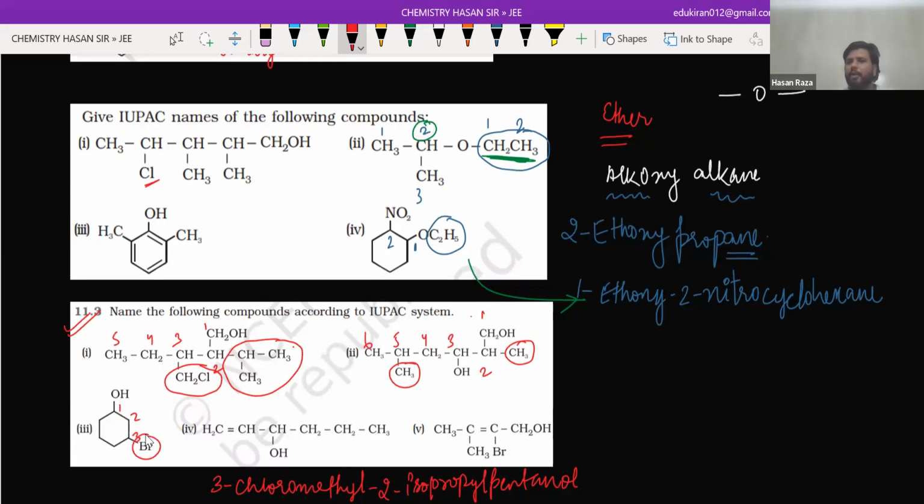1, 2, 3. 3-bromocyclohexan-1-ol, or cyclohexanol, 3-bromocyclohexanol. Now see 1, 2, 3, 4. If you do numbering from here, 1, 2, 3, so we are going to do numbering from left to right. So it will be 1, 2, 3, 4, 5, 6, hex-1-en-3-ol. Isn't it easy, Shahid?